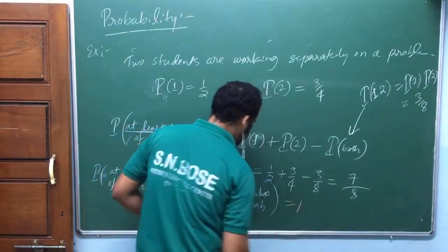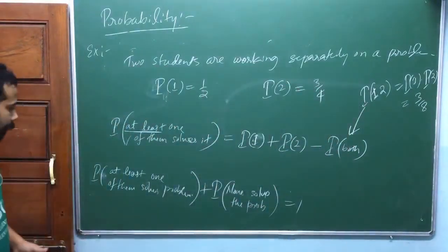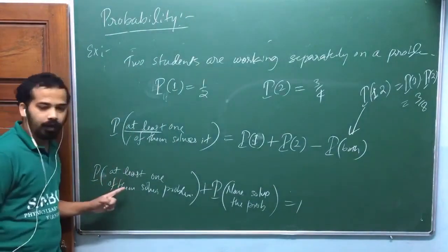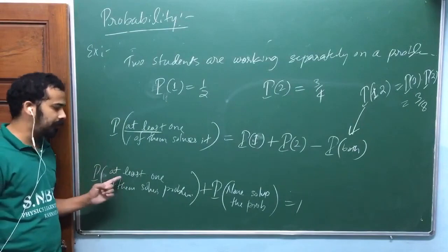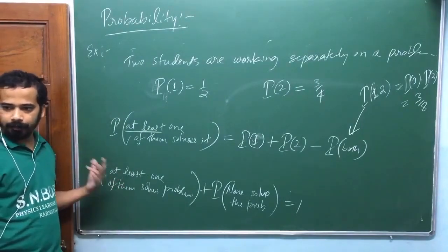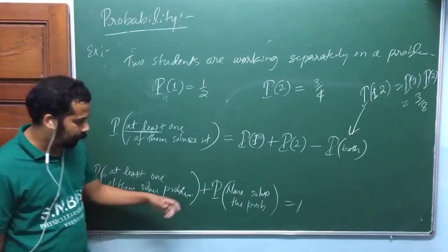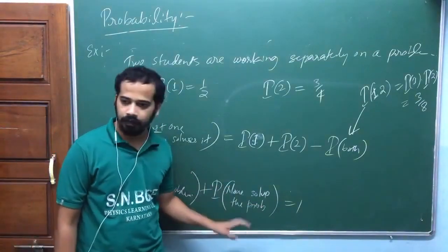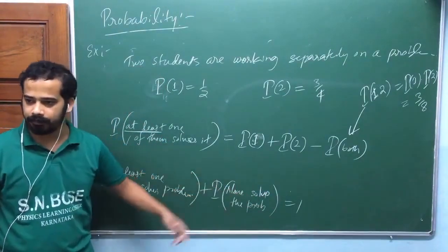That should be equal to 1. Can you agree with this one? Probability that at least one solves the problem. What does this contain? This contains the probability that only one student solves the problem, or the probability both students solve the problem, plus the probability that none of them solve the problem. This is the total way. Either this happens or this happens.